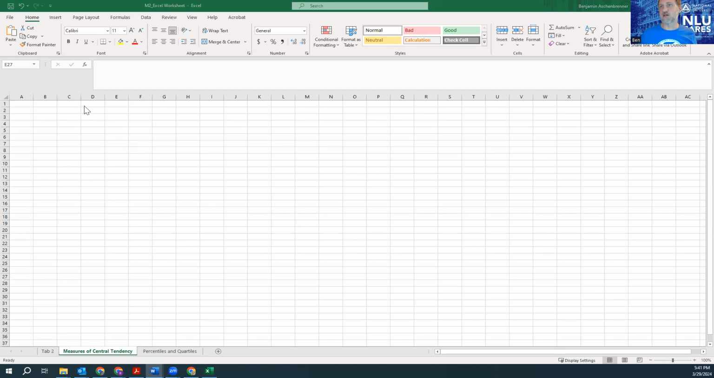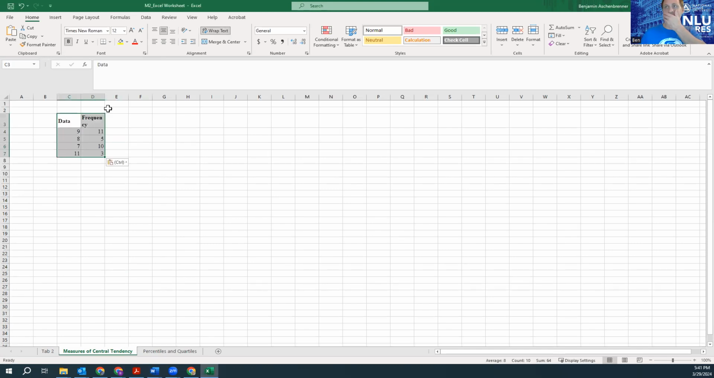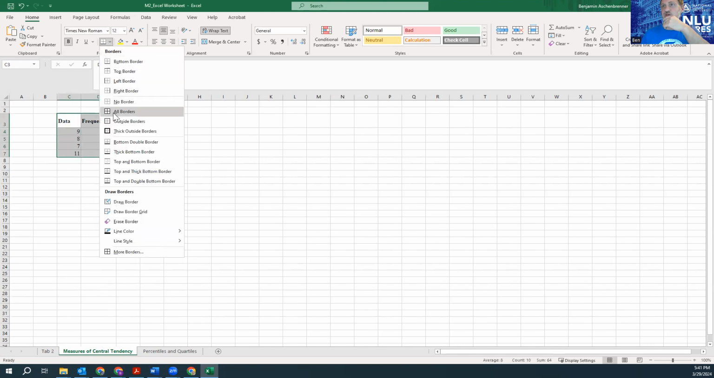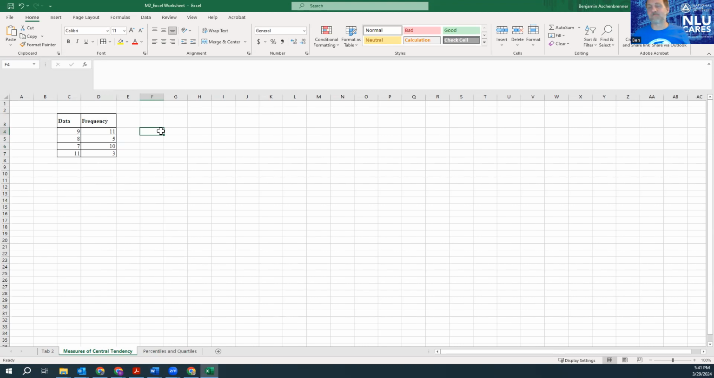I'm going to take this data, copy it, paste it, change the row and column sizes, maybe add some borders here just to kind of make it easy to see. All right, so I got some 9s, some 8s, some 7s, some 11s. I have no idea what this data is about. No problem. I can do some calculations here. Mean, median, mode are my goals.